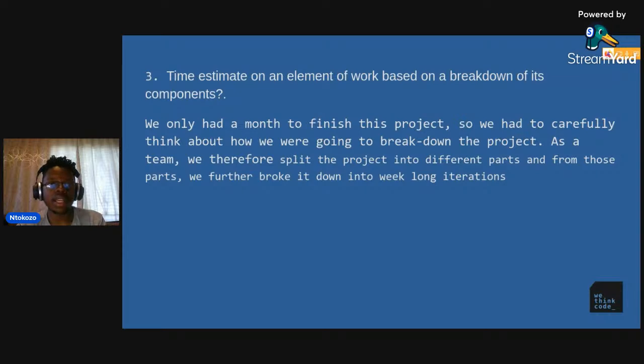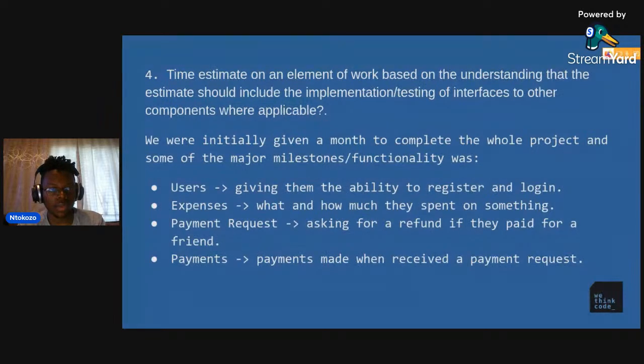Time estimate on an element of work based on a breakdown of its components. We only had a month to finish this project, so we had to carefully think about how we were going to break down the project. As a team, we therefore split the project into different parts, and then from those parts, we further broke it down into week-long iterations.